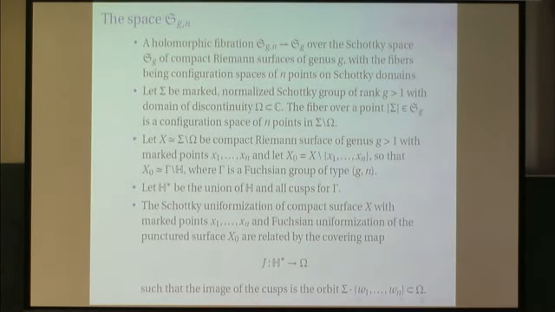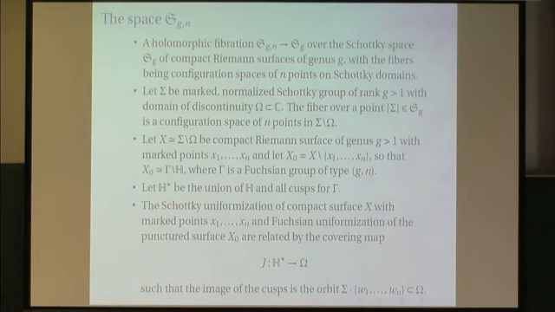Now let's consider another space, the Schottky space with marked points. Schottky groups are by definition loxodromic, so we cannot add parabolic elements to a Schottky group. But instead, you consider a holomorphic fibration. You take the classical Schottky space and consider a fibration such that each fiber is a configuration space of n points on the Schottky domain. Specifically, if sigma is a marked normalized Schottky group with domain of discontinuity, then the fiber is precisely the configuration space of n points in the corresponding Riemann surface. And then you can play the following.